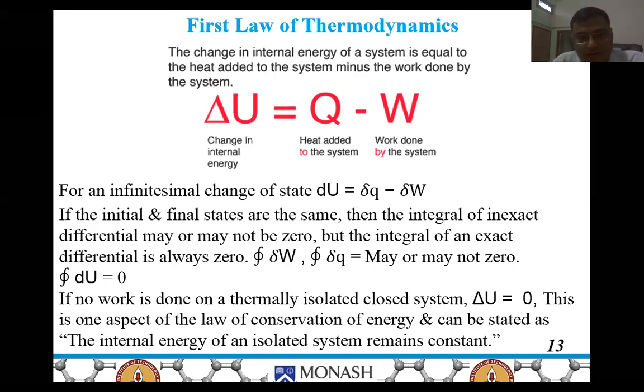So the cyclic integral of delta W, or the cyclic integral of delta Q, may or may not be zero. Also, the integration over a cycle for dU will be equal to zero as the initial and final state is the same. If no work is done on a thermally isolated closed system, then delta U is equal to zero. And this is one aspect of the law of conservation of energy and can be stated as: the internal energy of an isolated system remains constant.